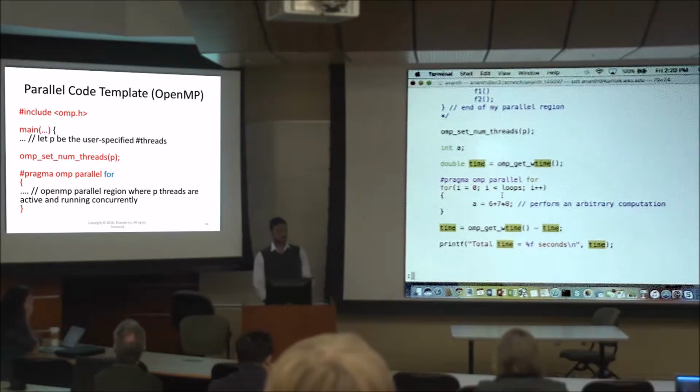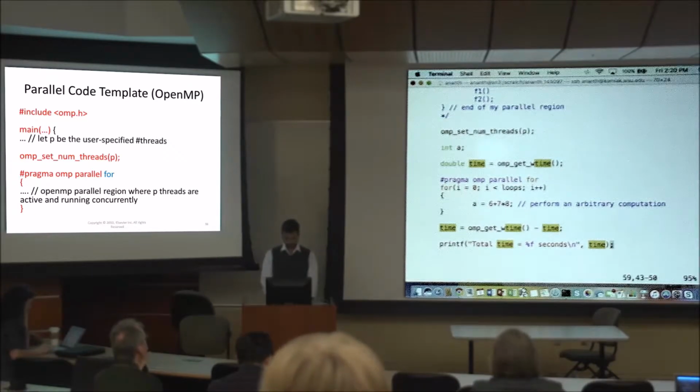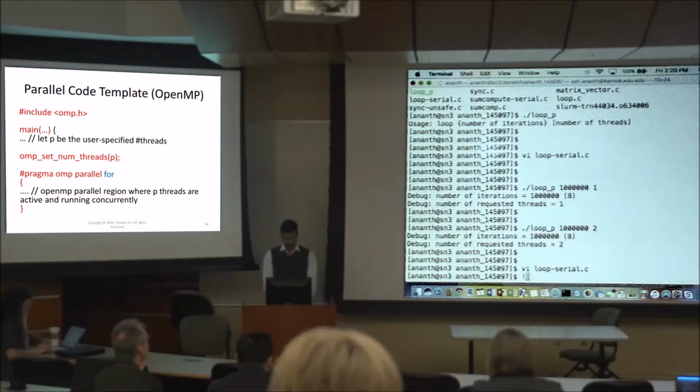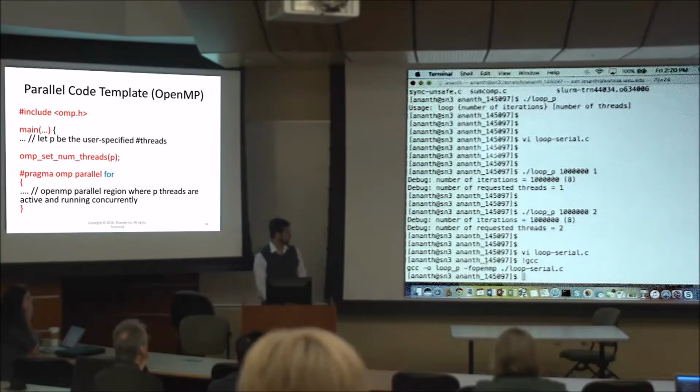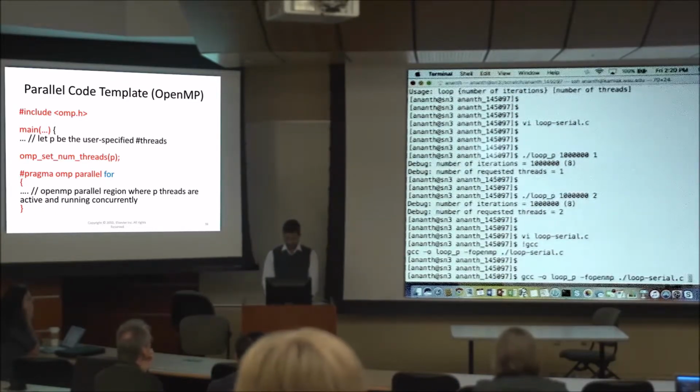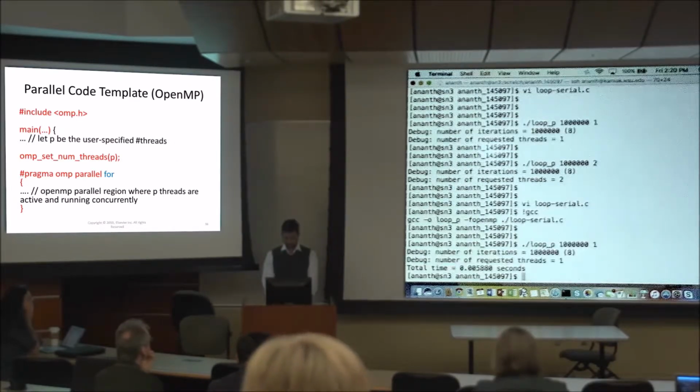So let's record the time. Once you have done this, let me do a compilation again: gcc with -fopenmp, whatever. Now let's run a million iterations using one thread. It records and shows some time, right? This is 5.8 milliseconds, whatever that is.